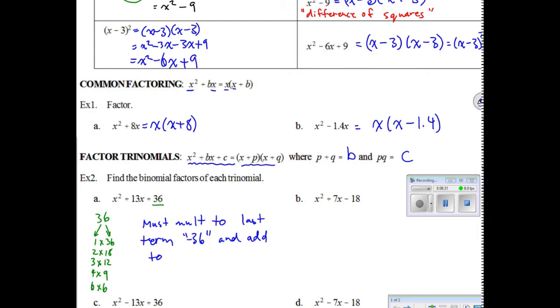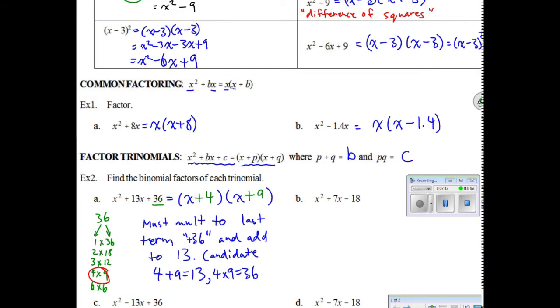So the key would be next to take a look at each of those numbers that we have there. 1 and 36. Does it add to 13? No. But then if you go through the list, you find out that 4 plus 9 adds to 13. So guess what? 4 plus 9 gives us 13, which gives us the middle number of our equation, which is what we want. So we can write this as (x + 4)(x + 9).